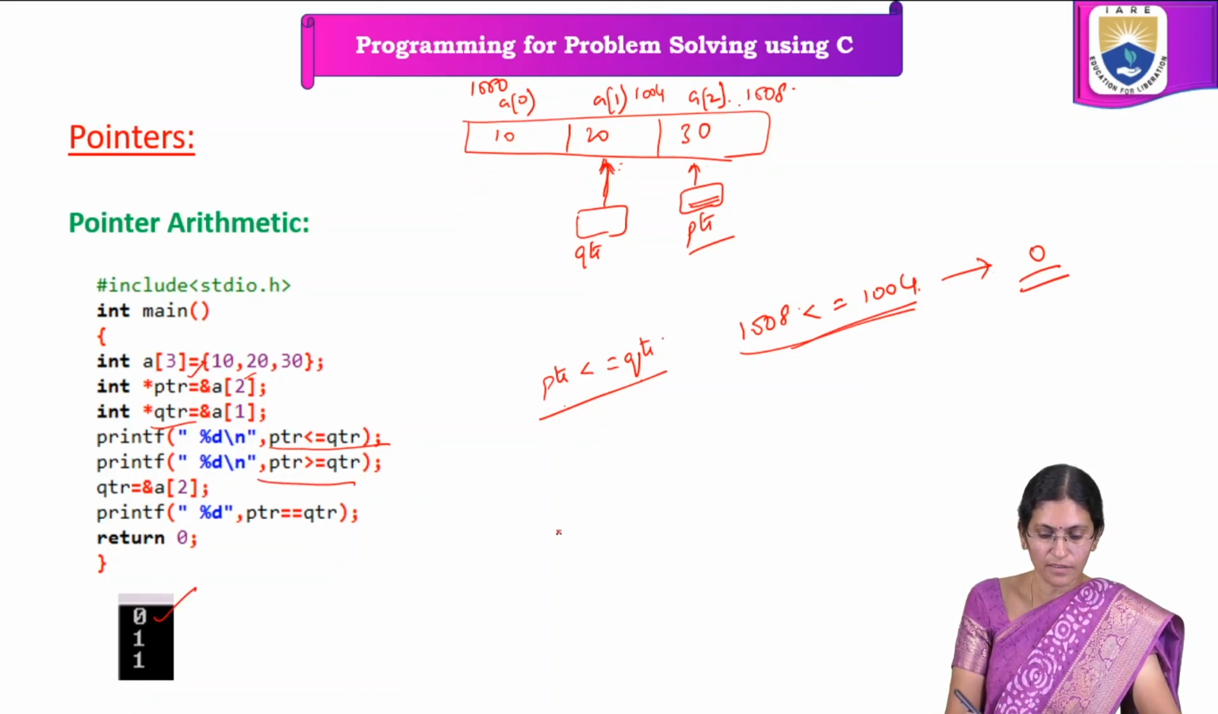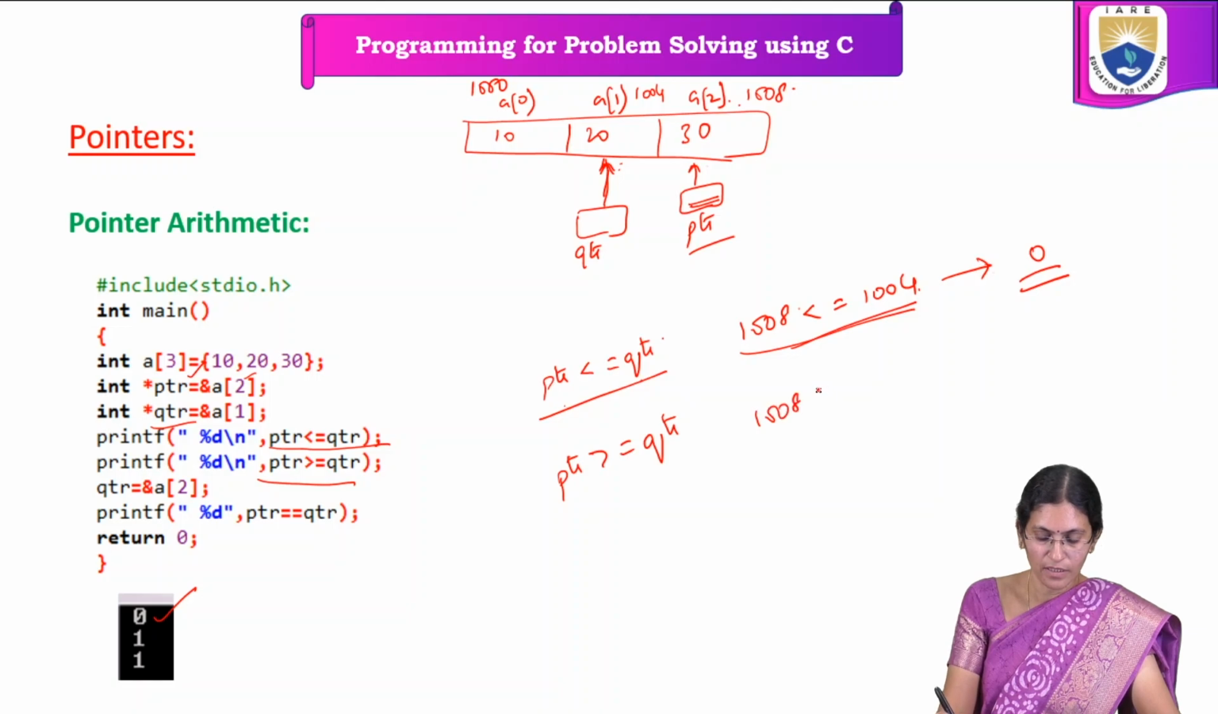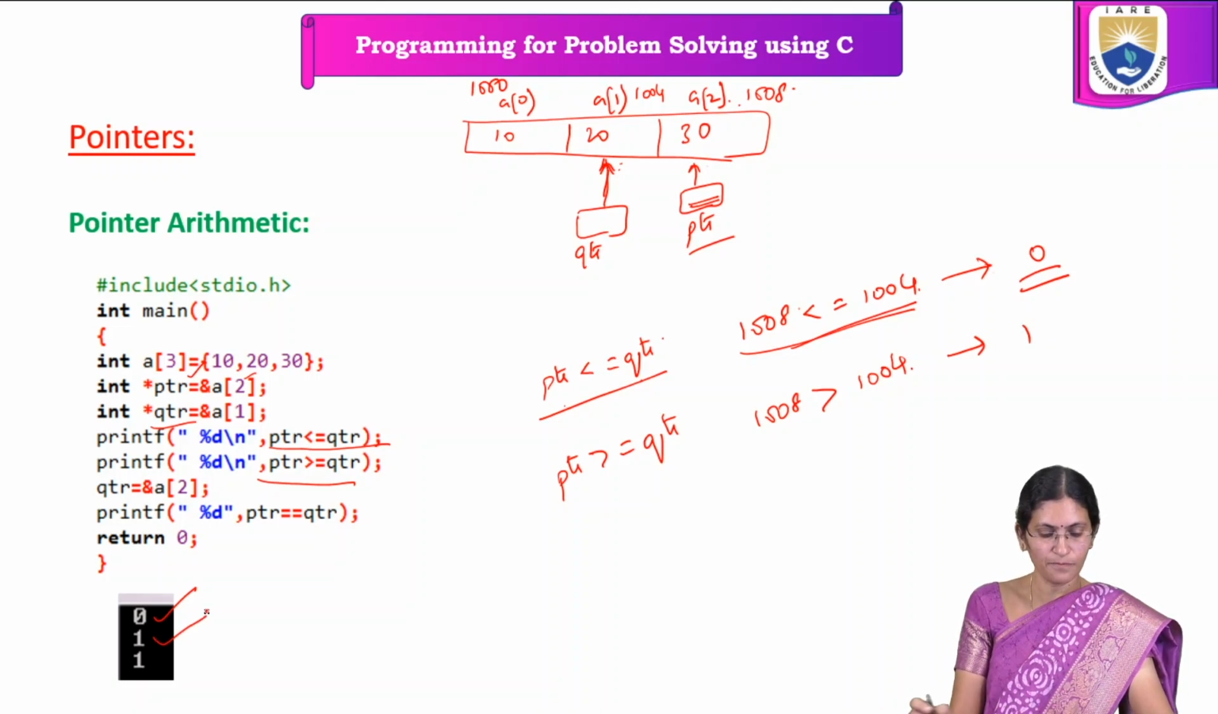Now if we apply the greater than or equal to relational operator, ptr >= qtr, ptr is 1008, which is greater than 1004. So the output of this will be 1. That is the output here.